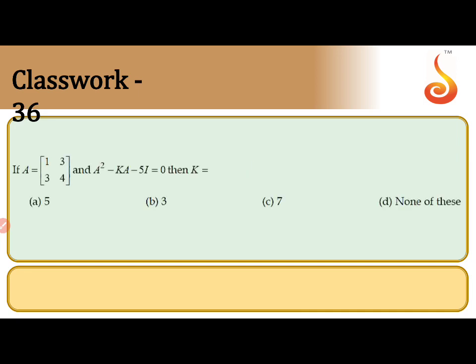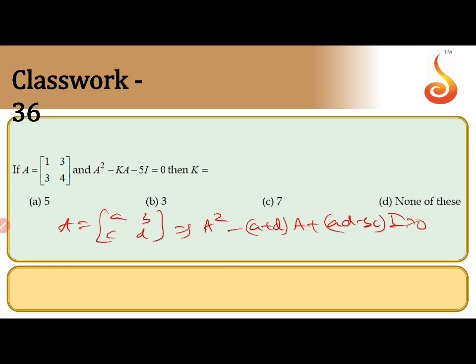Next question. Here A equals 1, 3, 3, 4. A square minus KA minus 5 I equals O. Then what is the value of K? I give one formula, A equal to AB, a time-saving result. Then the equation is A square minus (A plus D) into A plus (AD minus BC) into I equals O. This is one standard property. So now we want the K value. K is the multiple of A, so the multiple of A means A plus D. So here K equals A plus D.